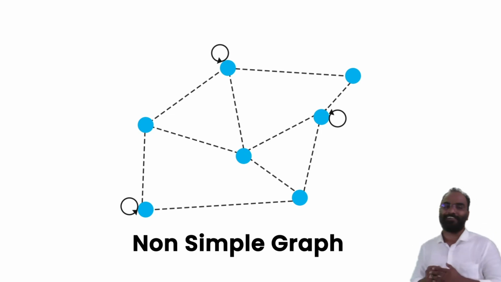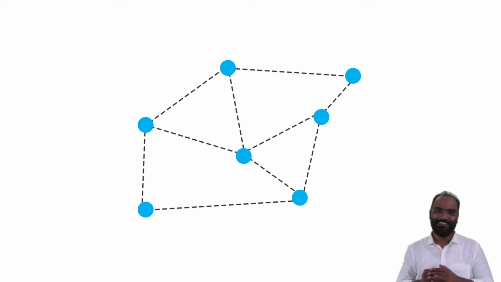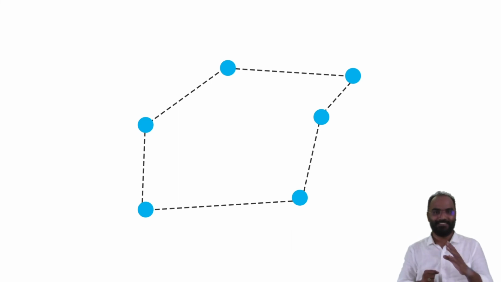And now you can figure it out. What is a simple graph? A graph that doesn't have loops, that doesn't have multi-edges is called a simple graph.